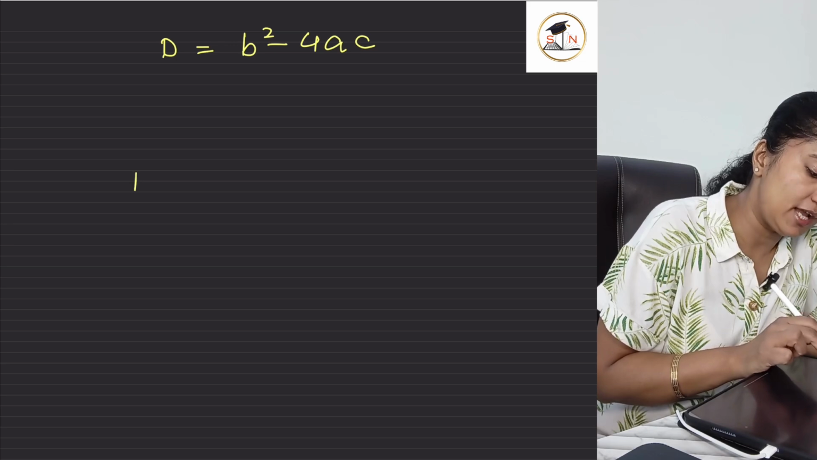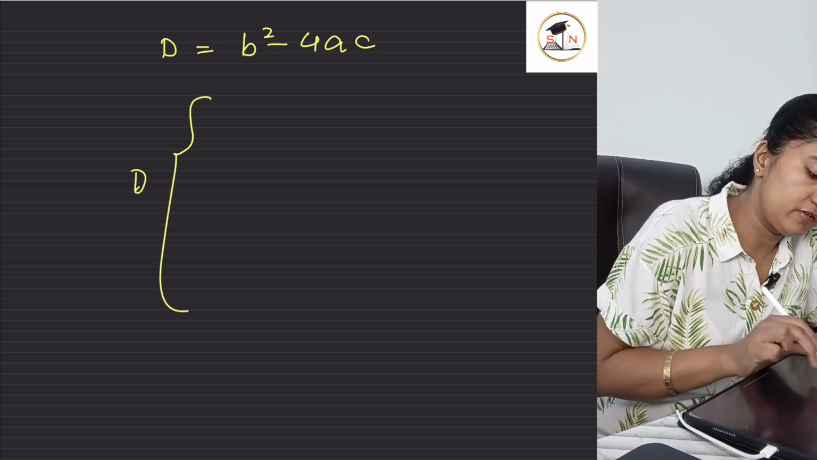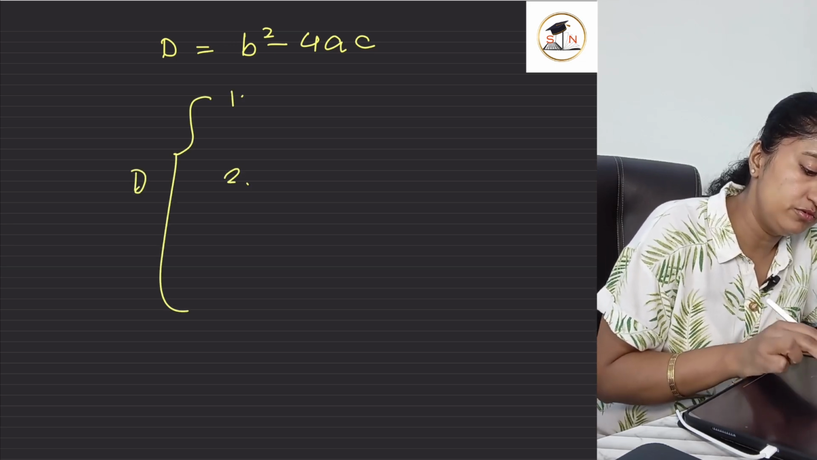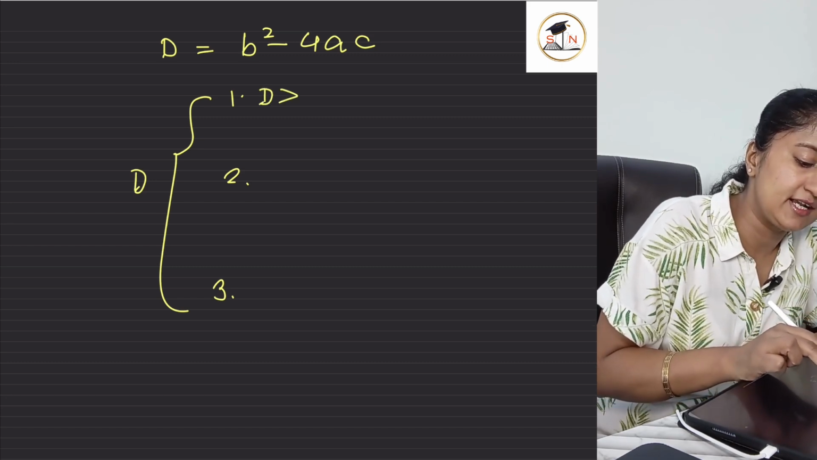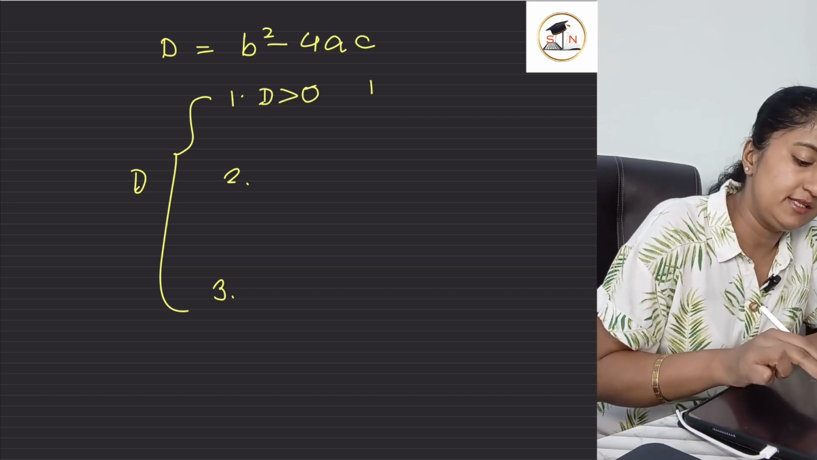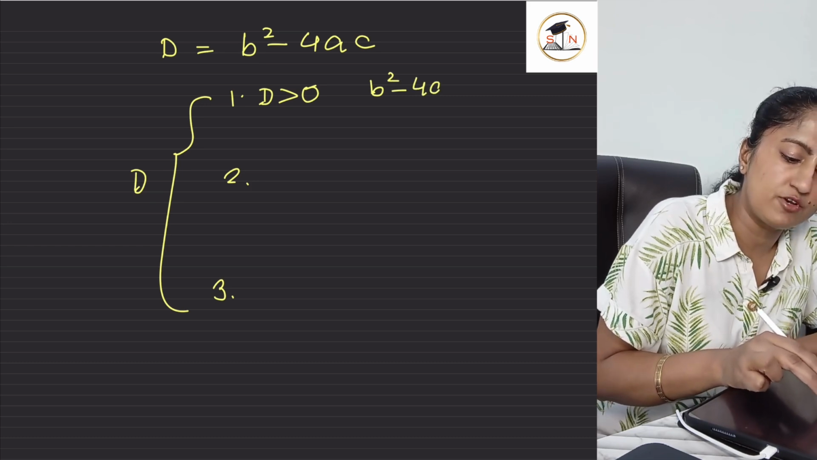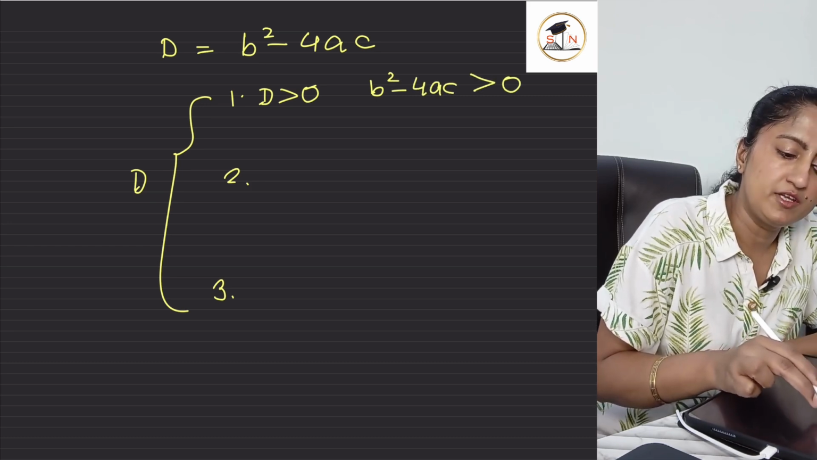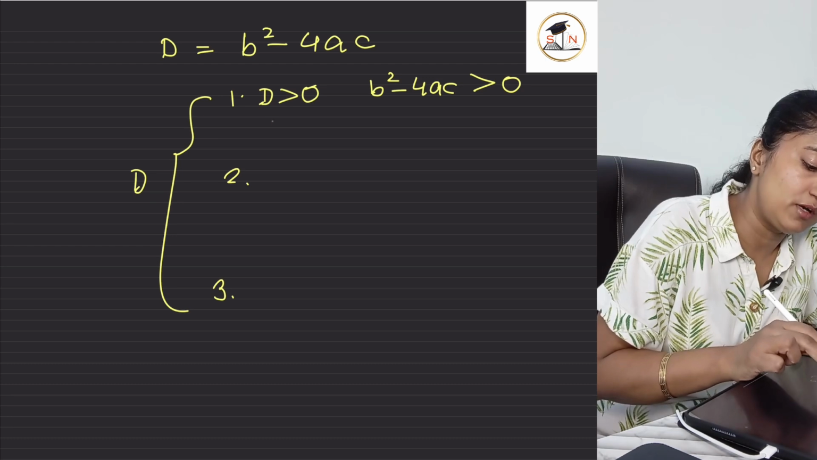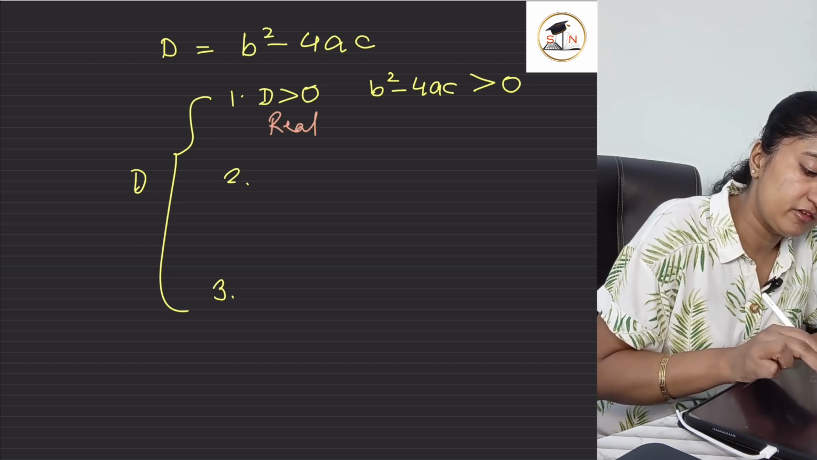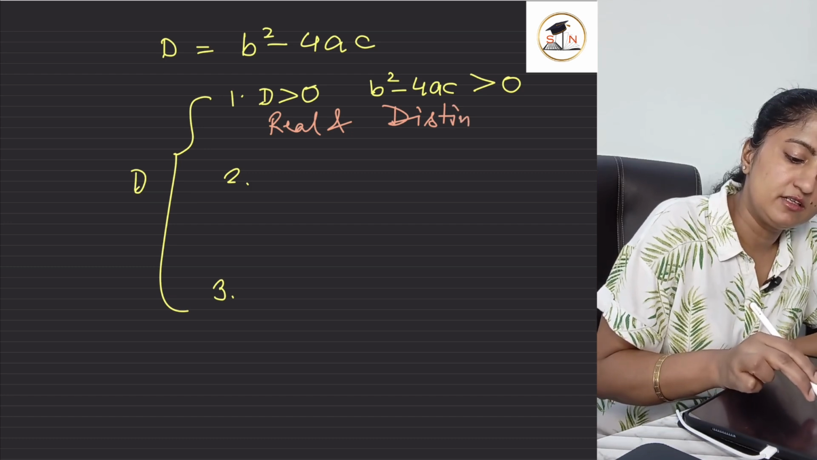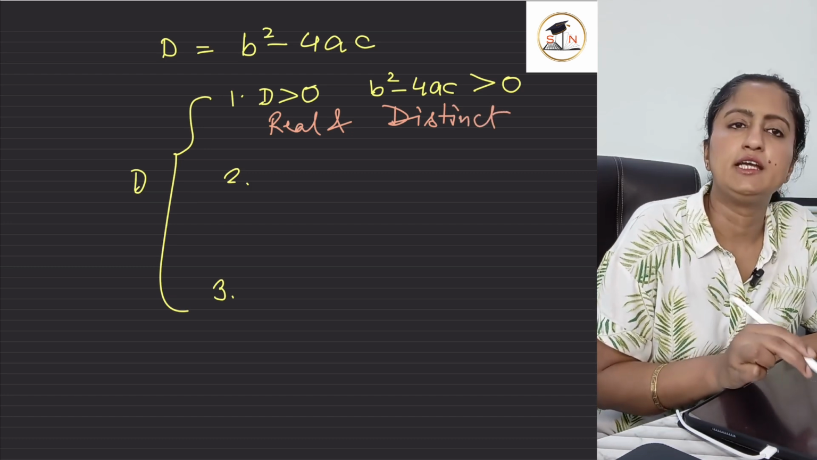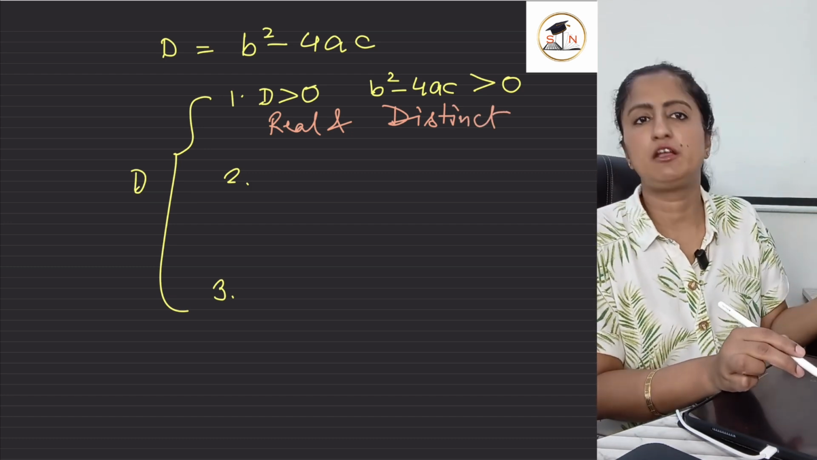Now, there were 3 scenarios, 1, 2, and 3. The first one was if our D is greater than 0. That means the value of B square minus 4AC is greater than 0. In that case, the roots were real and distinct. Right? Real and distinct means they were different.